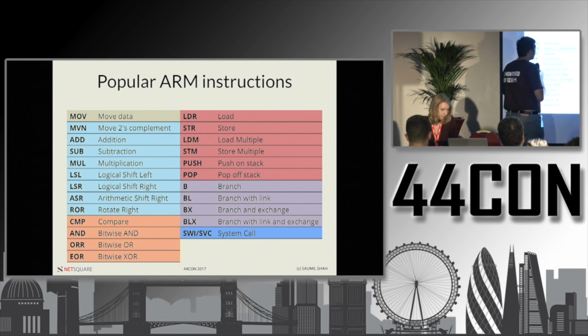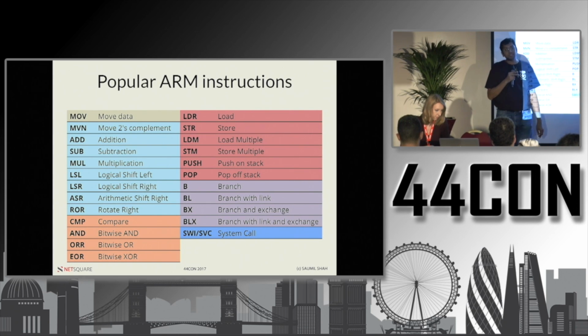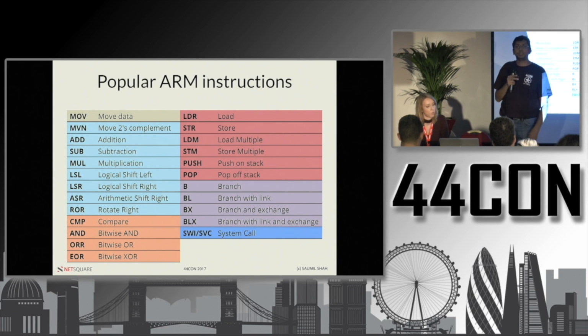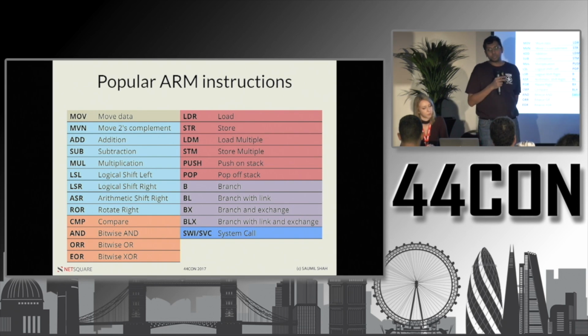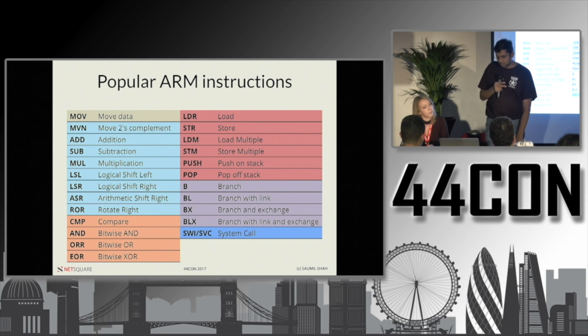And lastly, the SWI instruction is the same as the SVC instruction. This is a supervisor call or a software interrupt. This is like a trap to the kernel. Use it when you want to invoke a syscall. It's like an interrupt.